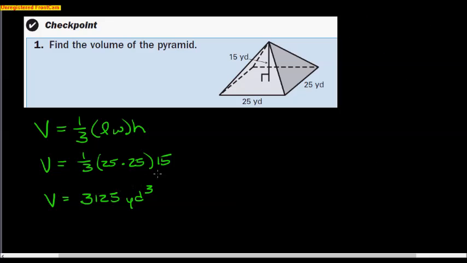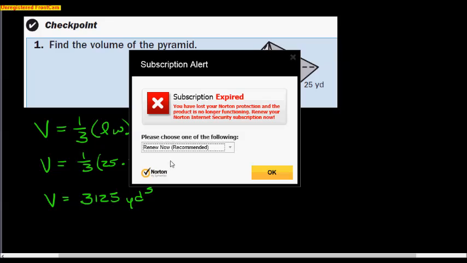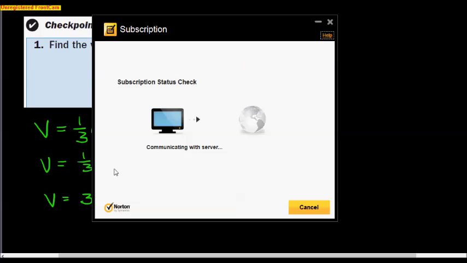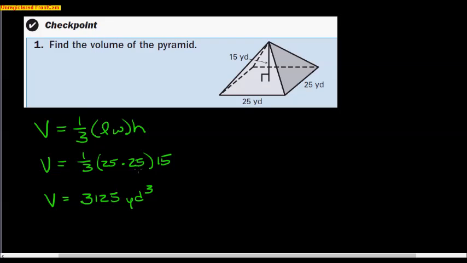So here's checkpoint one. Very straightforward again. This one is another rectangle for the bottom, for the base. So I plugged in 25 and 25 for the length and width of the base. Plugged in the 15 there. Okay, so 25 times 25 times 15 times a third. There's your answer for checkpoint one. So hopefully that wasn't too hard for you.